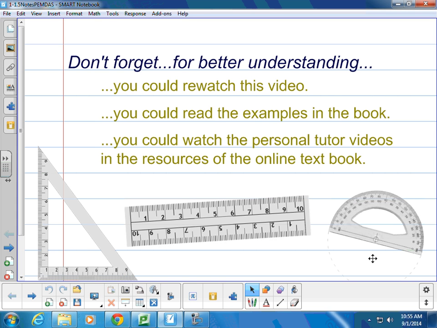In this case, order of operations, you might have to go in your index or do some things because this isn't directly from the book. You can also watch the personal tutors in the online textbook just by typing in a search for order of operations or PEMDAS, if you'd like to call it that as well.